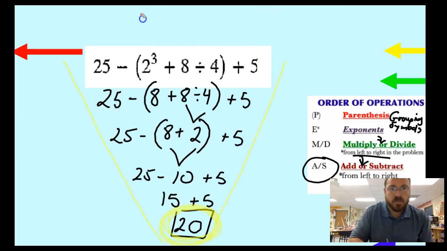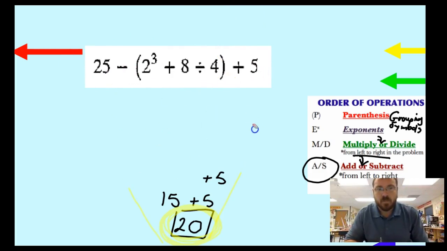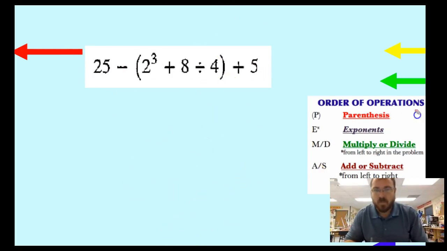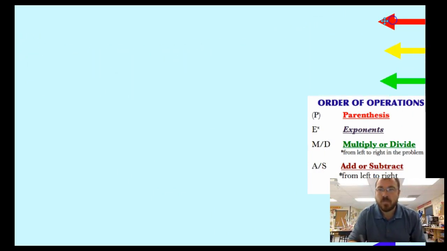Parentheses, exponents, multiply or divide, add, subtract, easy as that. Use PEMDAS to get it right. And there you go.